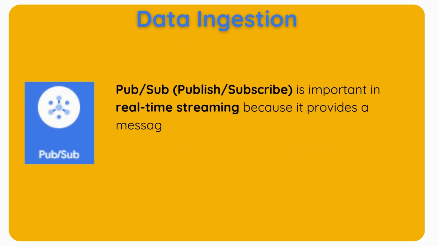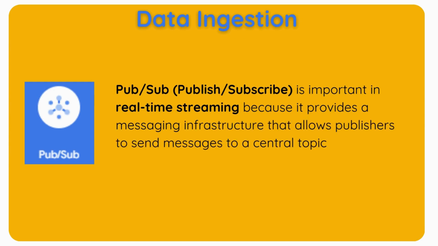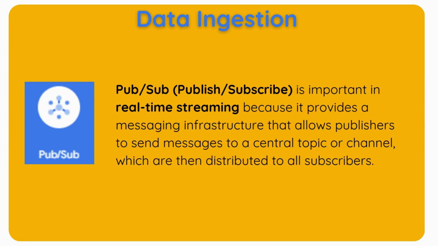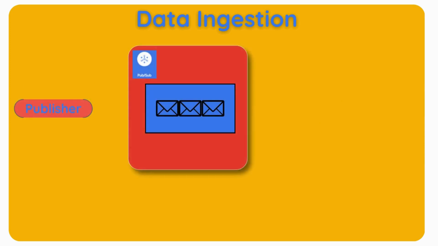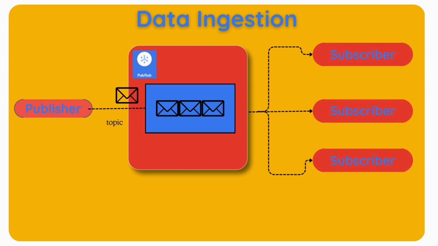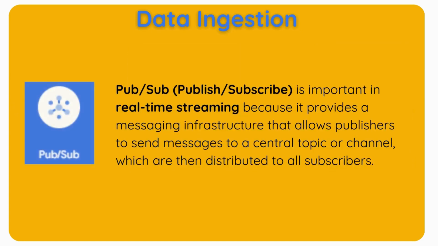Pub/Sub, publish-subscribe, is important in real-time streaming because it provides a messaging infrastructure that allows publishers to send messages to a central topic or channel, which are then distributed to all subscribers. This architecture enables scalable, real-time data processing by decoupling the producers of data from the consumers, allowing for more flexibility and efficiency in handling data streams.